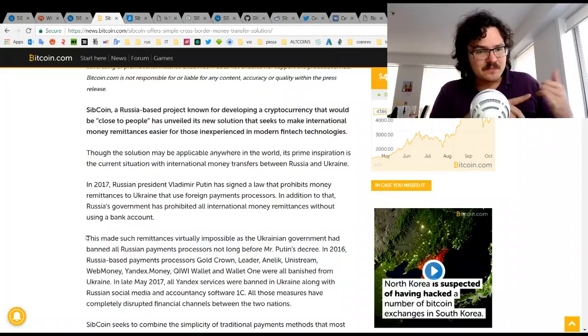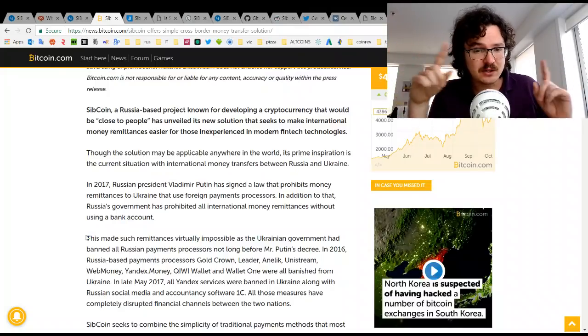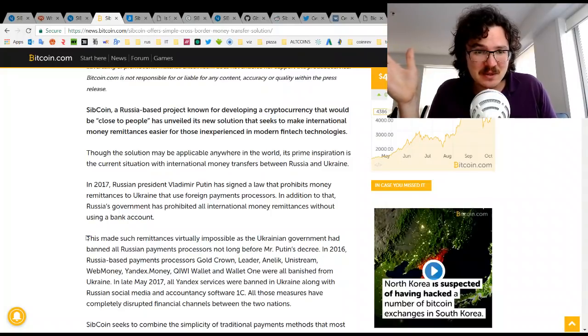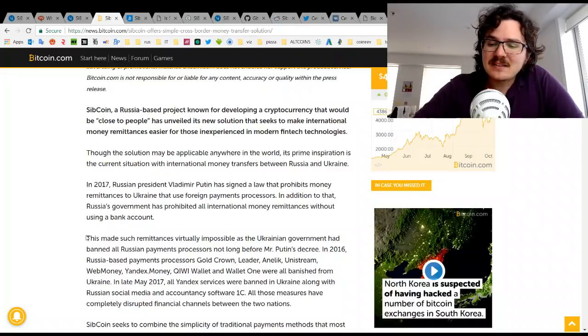Everything like Kiwi Money, Yandex Money, all these different payment remittance services have been shut down between Russia and Ukraine. Bank services have been shut down. You can't do a bank transfer between the two countries anymore. I know that's pretty crazy, right? But that's as a result of the conflict that's going on. But that doesn't erase all of the ties.